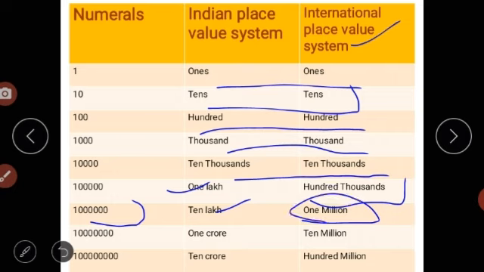Next we have 1 crore. For writing 1 crore, first we have 1 and after that we have 7 zeros. In the Indian place value system we call that number 1 crore, whereas in the international place value system we call that number 10 million. Next we have 10 crores. For writing 10 crores, we have 1 first and after that 8 zeros. So in the Indian place value system we call that number 10 crores, and in the international place value system we call that number 100 millions.